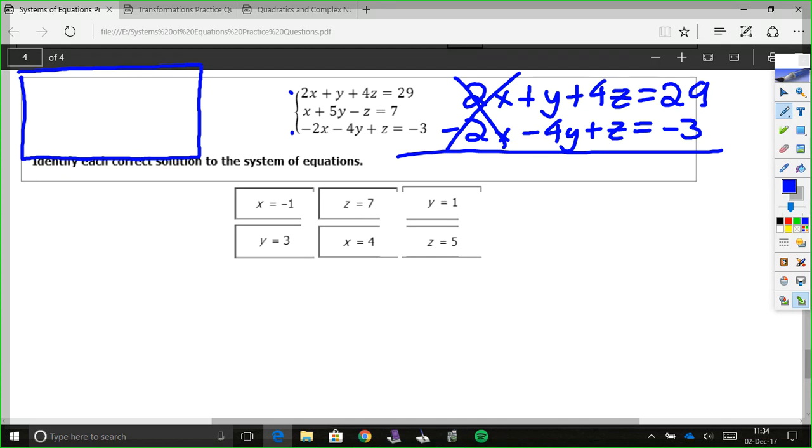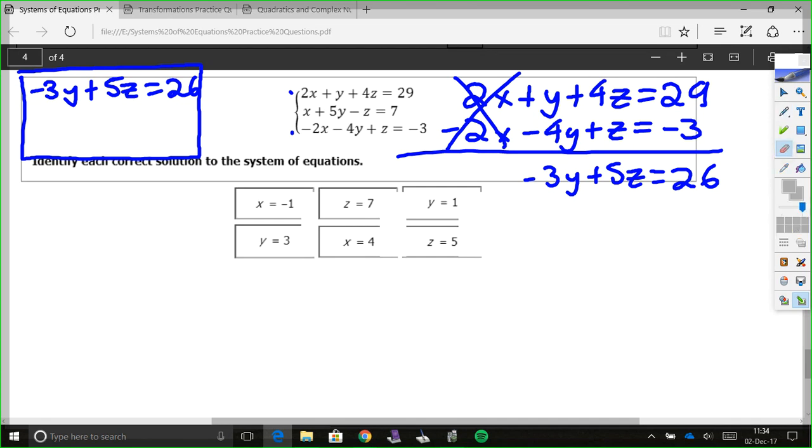1y minus 4y is going to be negative 3y. 4z plus z would be 5z. And 29 minus 3 is 26. So there, just like that, we have one of the equations. I've got negative 3y plus 5z equals 26. Now I'm going to do the same exact thing one more time.